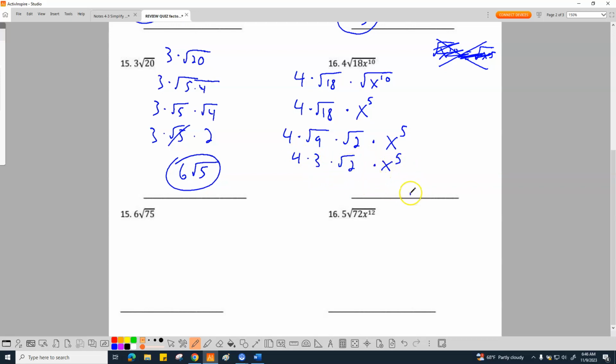Now I'm going to do this. I have a house. Of all these terms, what's in my house? Just a 2. My letters on the outside are x to the 5th. And then I have 3 times 4, which is 12. So x to the 5th is taken out, square root of 2 stays inside, and then I'm left with 3 times 4, which is 12, which is this right here. Oh, covered up part of the problem. And there we go. All right, moving to 15.